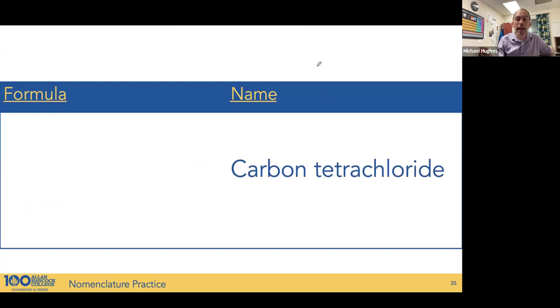Carbon tetrachloride. So no metals here. The presence of prefixes tells us that there's no metals. We've dropped the mono because apparently there is 1 carbon. Carbon times 1. Tetra is 4 times chlorine with the suffix ide. So 4 chlorines, or sorry, not in this case, it's just chlorine, no negative charge. And so our formula would be carbon and 4 chlorines. 1 carbon and 4 chlorines. Carbon tetrachloride.